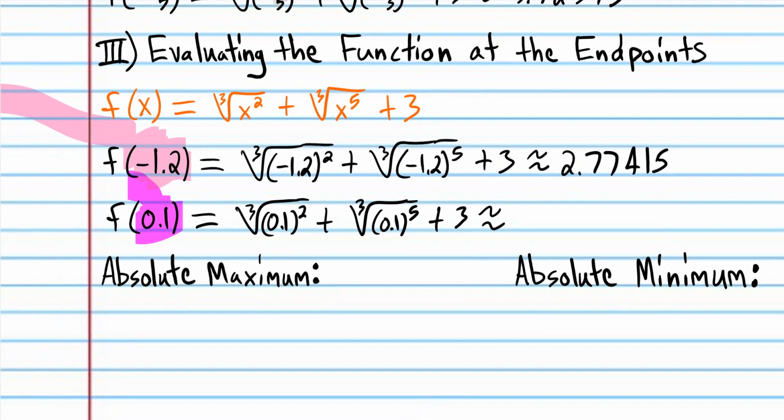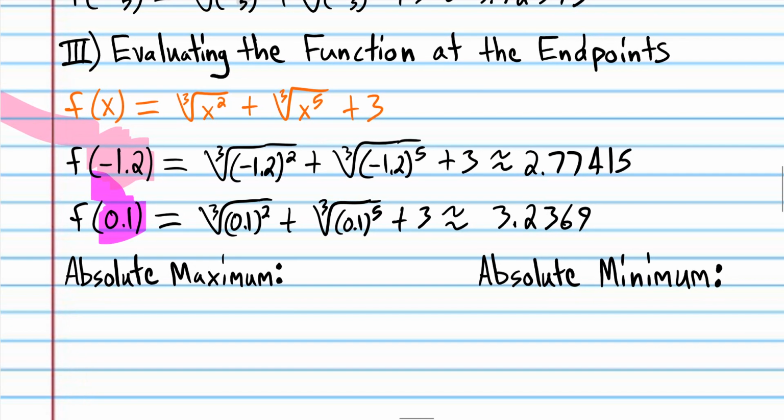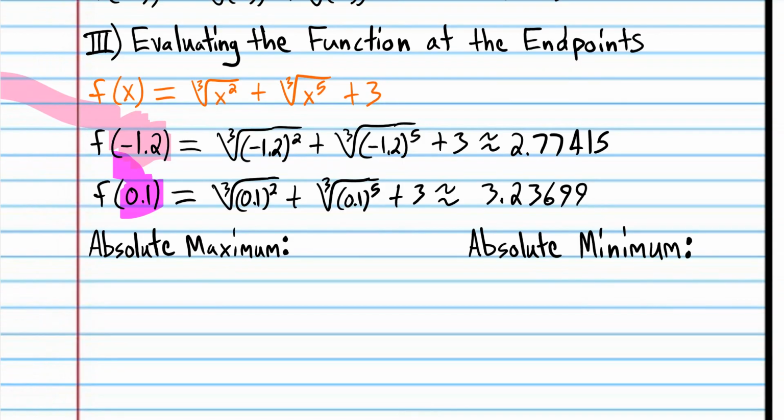and so again, this is very tedious to have to calculate. So push the blue second button and then the trace button, and then enter on the value button and enter 0.1, and then enter, and we get 3.2369. Now I'm just going to round off to 9. Okay.